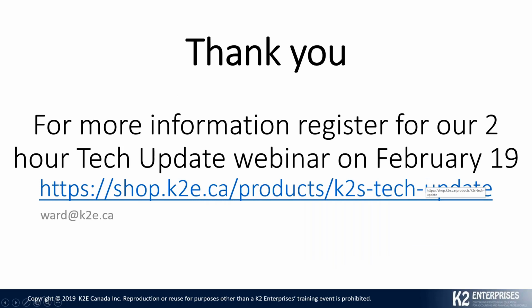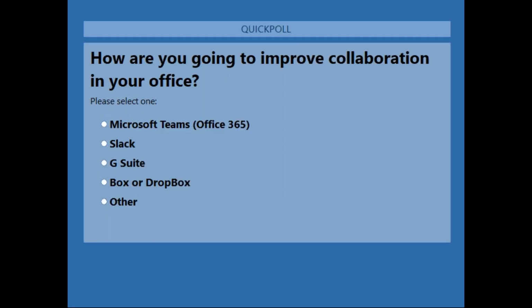A lot of material to cover in a short period of time. I have one polling question left for you. And that question is, how are you going to do collaboration in your own office? Have you started to look at any of these solutions? Do you think your collaboration works fine now? If you are using one of those solutions, if you could pick those, that would be great. I must say for us in K2, Teams has been a really great tool. Our communication, I feel, has improved quite a bit.